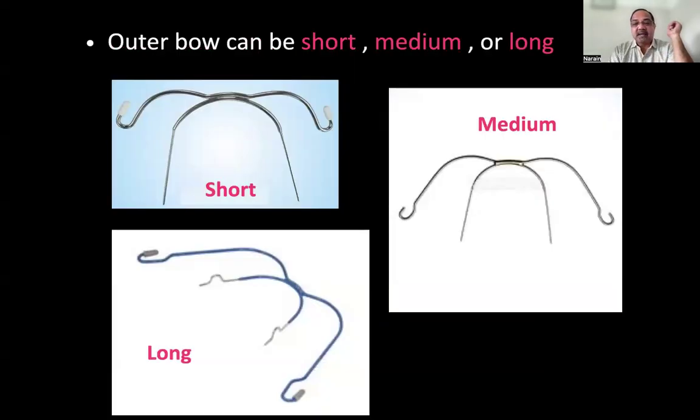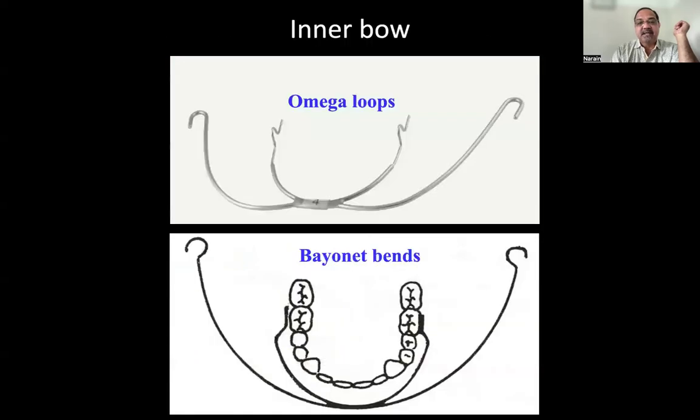Now, the outer bow is available in three sizes. It could be short, it could be medium, or it could be long. It's available in three sizes.